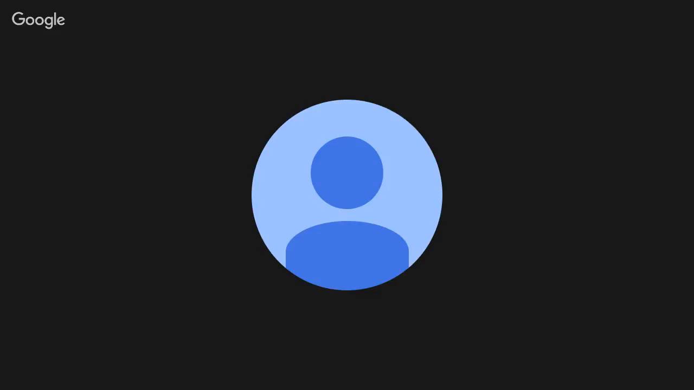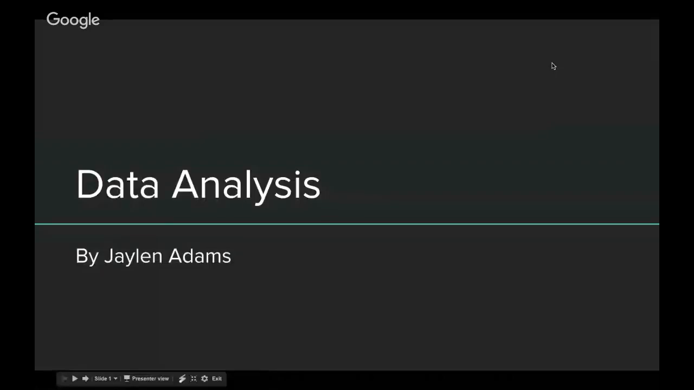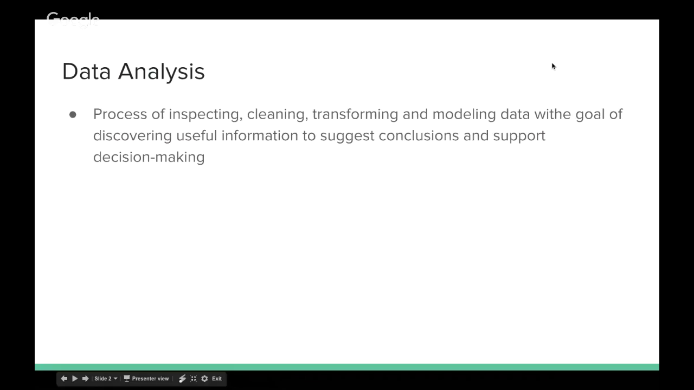Today I will be presenting on data analysis. Data analysis is the process of inspecting, cleaning, transforming, and modeling data with the goal of discovering useful information to suggest conclusions and support decision making.